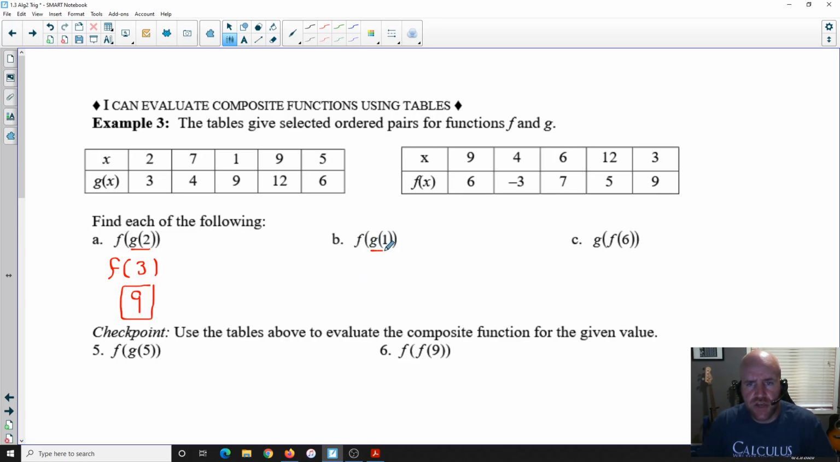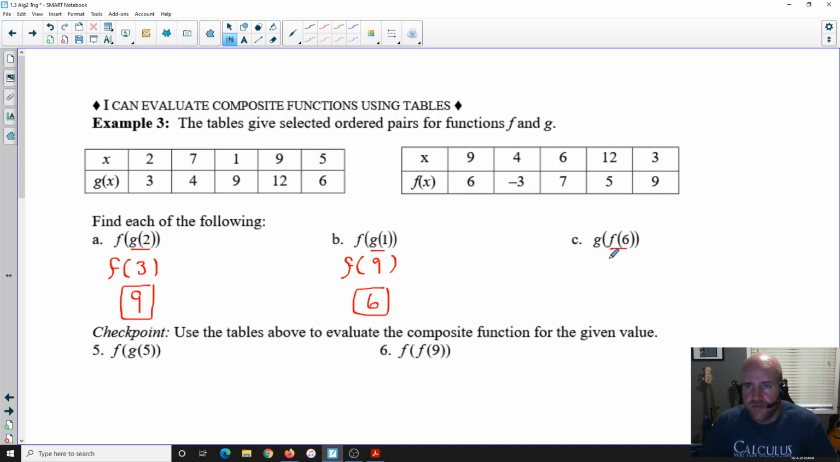So now we look at f of g of 1. I have this f still here, so I'm just going to drop this down, and we're going to focus in on g of 1. Well, g is on this table. So 1 is the x. What is the y? Well, it's 9. And now we can evaluate f at 9. So x is 9, and the y value would be 6. So there's our answer.